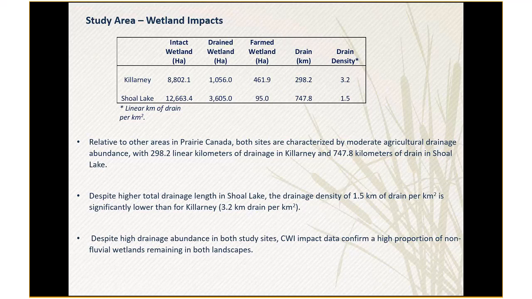It makes sense that we take a look at the distribution of wetland impacts. Really, both sites relative to other places that we've mapped in Prairie Canada, I would characterize as moderate drainage abundance. Looking at drainage densities, 1.5 kilometers to 3.2 kilometers per square kilometer would fall in the moderate range compared to some of the sites where we've seen as high as 8 and 9 kilometers of drain per square kilometer.